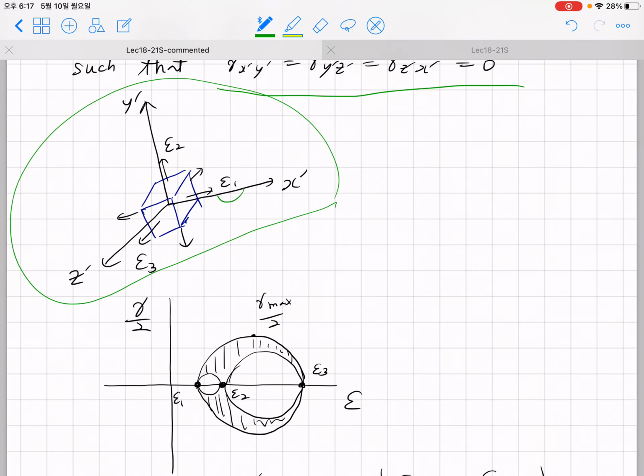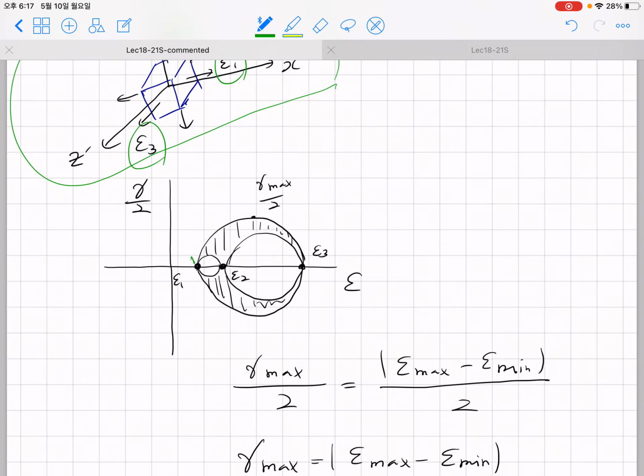And after obtaining epsilon 1, epsilon 2, epsilon 3, the three principal strain values, what you can do is draw the Mohr circle for 3D using these 3 points. After completing this Mohr circle for 3D, we'll solve some example problems in the later part of today's lecture.